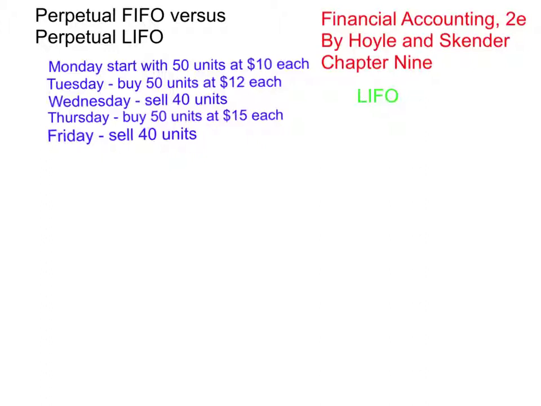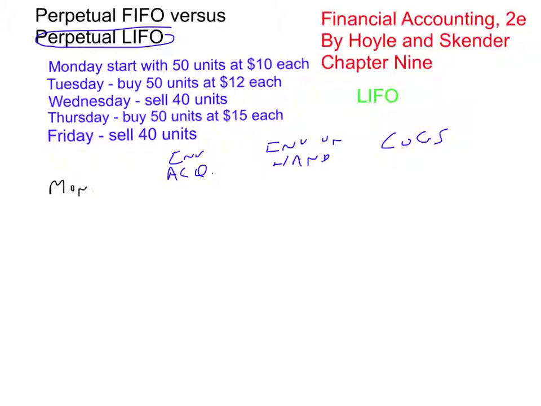Let's do the same problem, but this time let's do it with a perpetual LIFO system. Since it's perpetual, we'll start the same way. We'll have a column that is called inventory acquired. We'll have a column called inventory on hand, and we'll have cost of goods sold. The perpetual part looks exactly the same as it did before. Monday, you start with how many units? Monday, you start with 50 units at $10 each. That's the same.